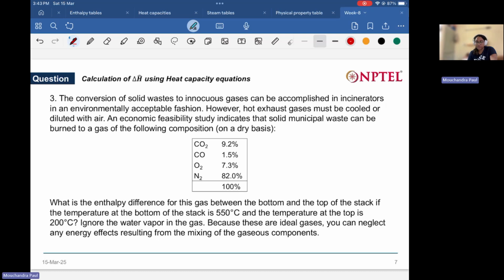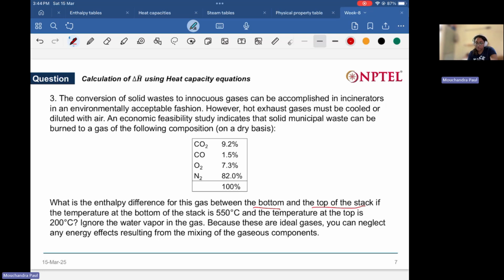Conversion of solid waste to noxious gases can be accomplished in incinerators in an environmentally acceptable fashion. However, hot exhaust gases must be cooled or diluted with air. An economic feasibility study indicates that solid municipal waste can be burned to a gas of the following composition of gases. This is the composition of the gas. What is the enthalpy difference for this gas between the bottom and the top of the stack?